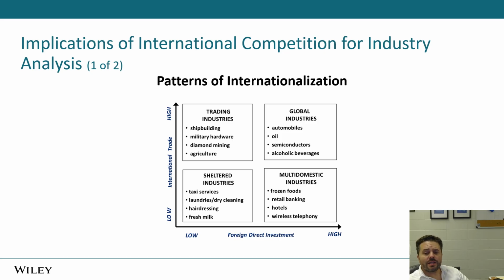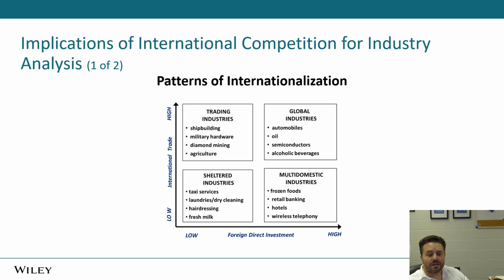If we start in the third quadrant, so sheltered industries, we think of things that just are not traded internationally, and as such there isn't any foreign direct investment made. Taxi services, that is something that you get done locally. You can't export a taxi ride. It is dependent on location and being local. Same thing with dry cleaning. You don't send away your dry cleaning to France to get cleaned.